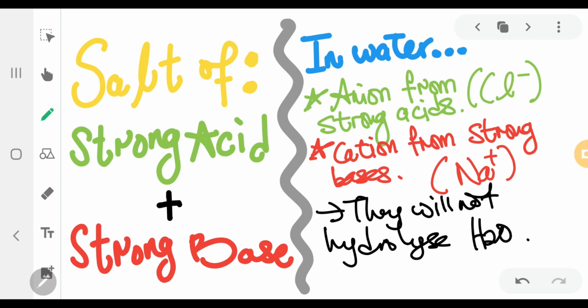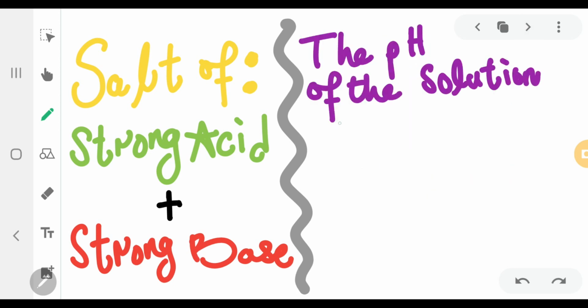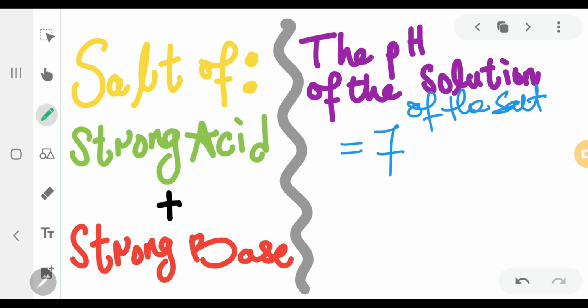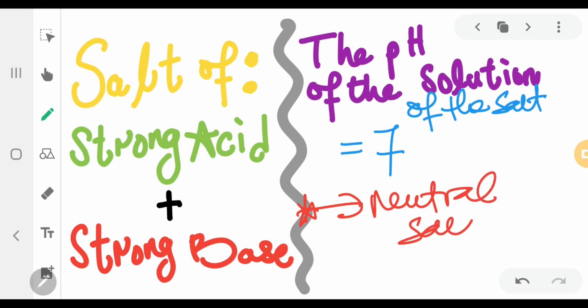So when there is no hydrolysis of H2O happening, what happens to the pH? The pH of the solution will be equal to 7. So basically, if we have the salt of a strong acid and a strong base, when it is dissolved in water, the pH of the solution of the salt is equal to 7. So what can we say about the salt? The salt is a neutral salt.